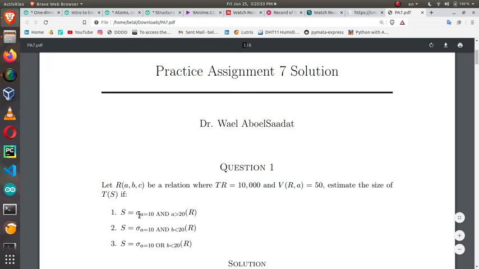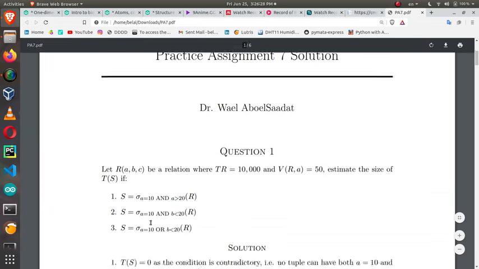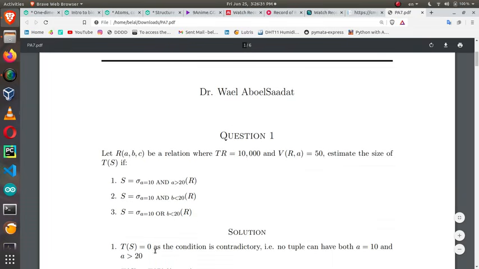Select all tuples with attribute A equal 10 and attribute A greater than 20 at the same time. This is AND operator, so the tuples that satisfy condition 1 must satisfy condition 2. And this is impossible, because if the value of attribute A equals 10, it's impossible that they satisfy the second subcondition. So this is a contradiction. This gets us 0. T of S equals 0.